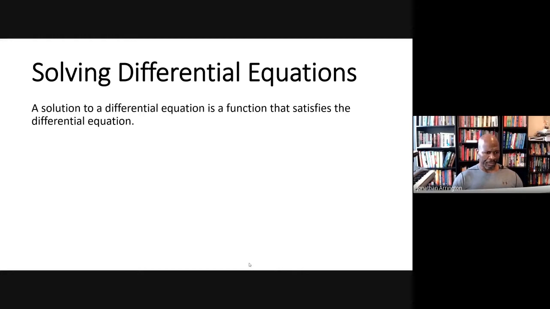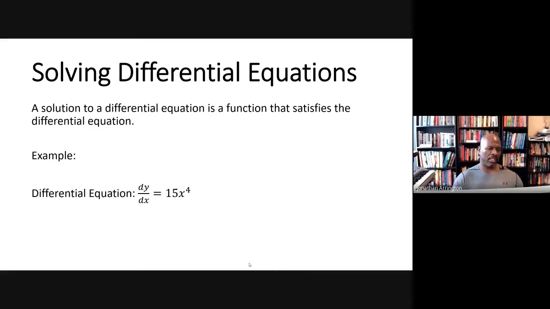I'll just give an example. A solution to a differential equation is a function that satisfies the differential equation. Again, I'm saying that the solution is a function. So I'm implying that the solution can be found with an elementary function, at least for the differential equations we solve starting off.